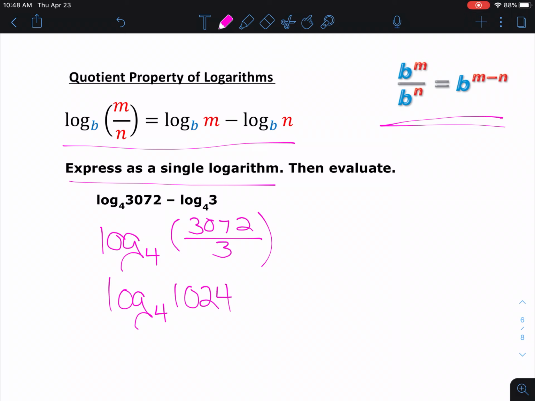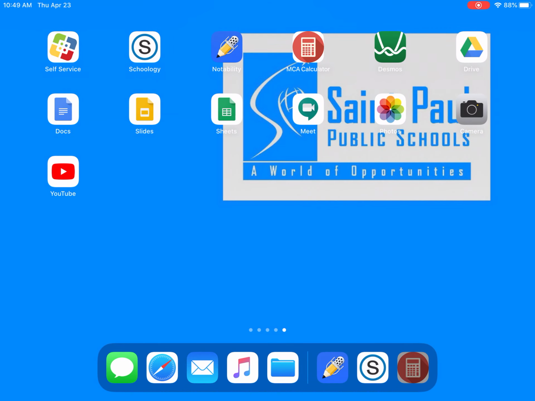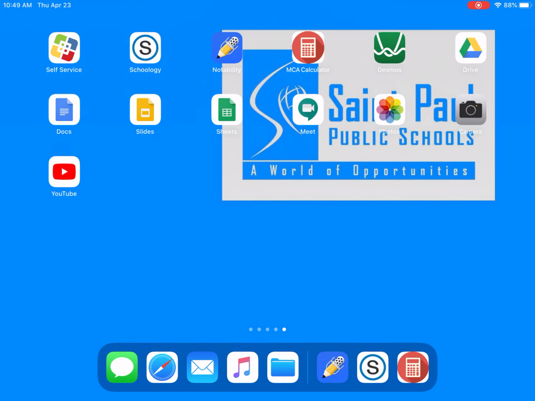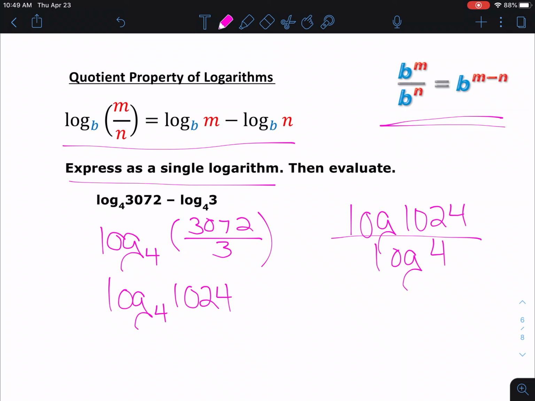Okay, so now I got to figure out what is 4 to what power is 1024, or I can do change of base. So I'm going to do change of base just to be sure. Okay, type that into my calculator. Log 1024 divided by log of 4. Okay, we get 5. So again, that just means 4 to the 5th power gives me 1024. So this is equal to 5.